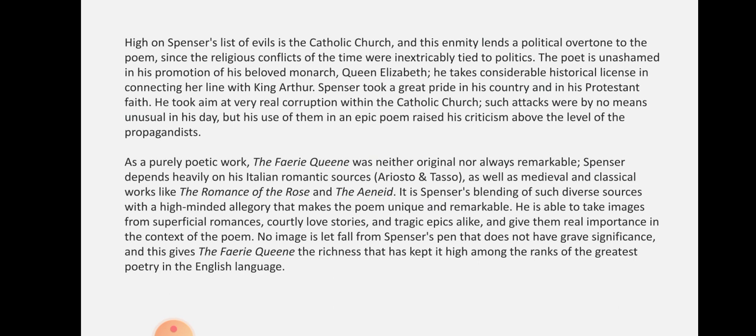So he took aim at very real corruption within the Catholic Church. Such attacks were by no means unusual in his day, but his use of them in an epic poem raised his criticism to the level of propaganda. So we can see a fight between Catholics and Protestants is not new. It's centuries old, and it was very sharp.